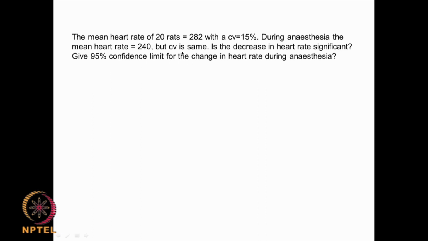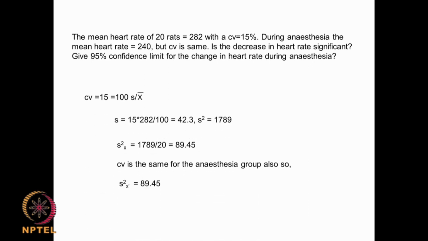That means it is the change, that is 282 minus 240. What is the confidence interval? Although we say 282 minus 240, the change is 42, there is always going to be a region of confidence, because any mean will always have a standard deviation. Let us go about solving one at a time.